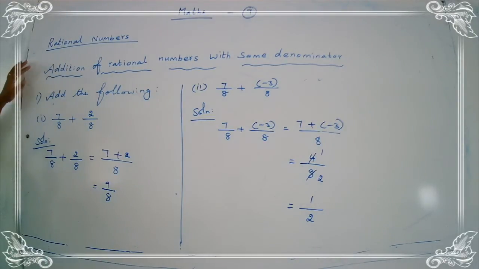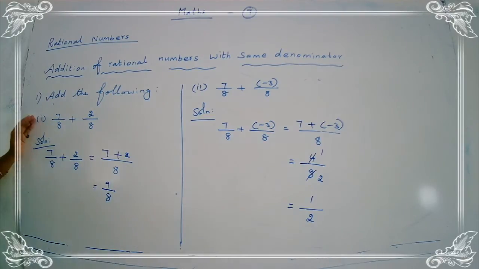Addition of rational number with same denominator. First question. Add the following. 7 upon 8 plus 2 upon 8. So 7 upon 8 plus 2 upon 8, 7 plus 2 upon 8. The answer is 9 upon 8.